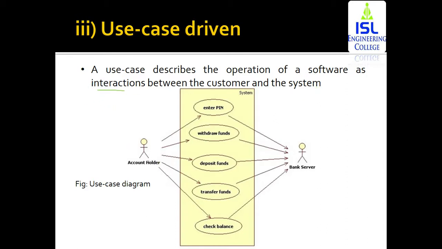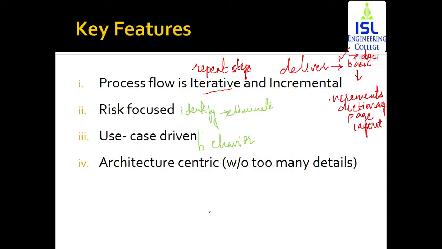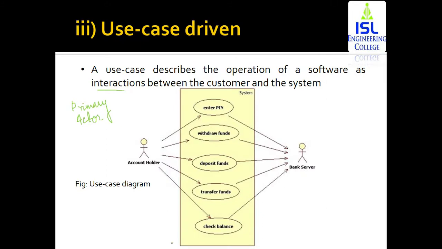Now, this stickman here is called your primary actor. This is called an actor. The first main actor is called the primary actor, whereas the second actor here is the actor that the primary actor makes use of, so that the task that the primary actor is doing should be fulfilled. This actor is called the secondary actor.